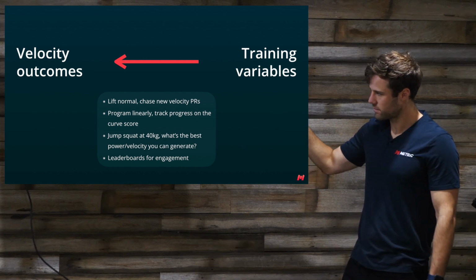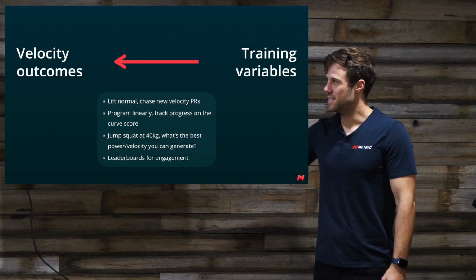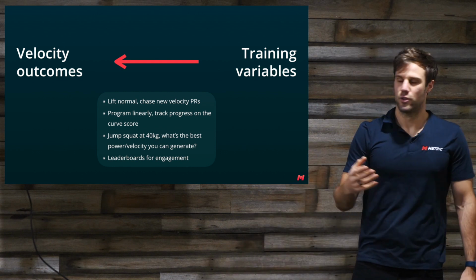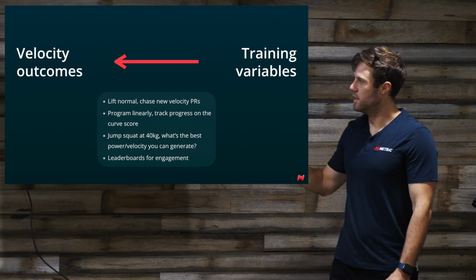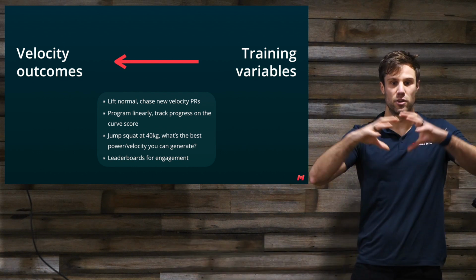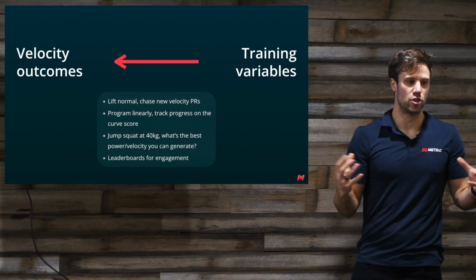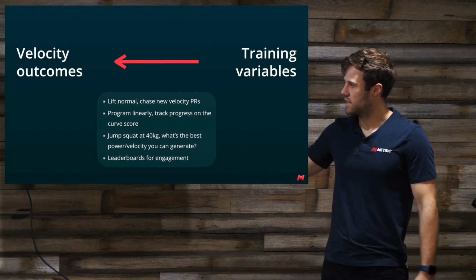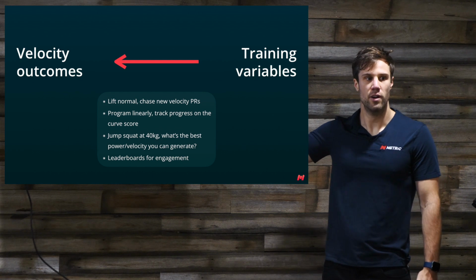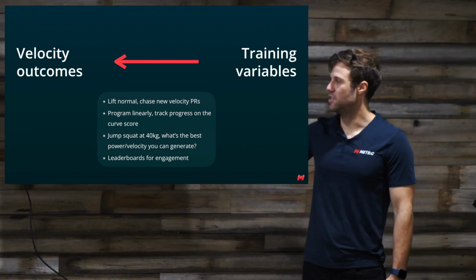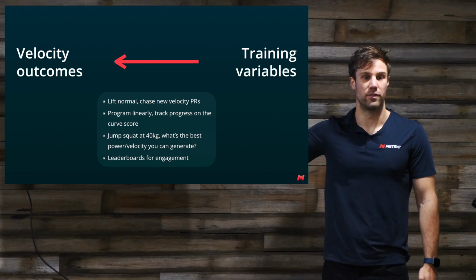You can program linearly, but instead of tracking progress on the weight, track it on what we call a curve score or a performance index, which I'll talk about in a second, which is the idea of let's measure your performance across every single set in the gym, not just your top sets. Another one is a jump squat at 40 kilos. What's the best power you can make? So fixed load, but can you lift it faster and generate more watts? It's a really good one for competition in the gym.